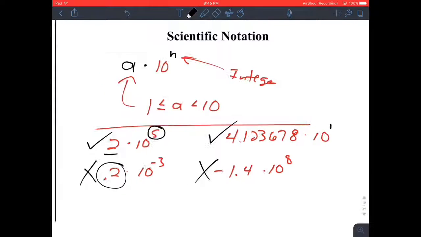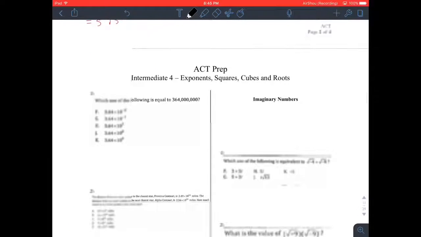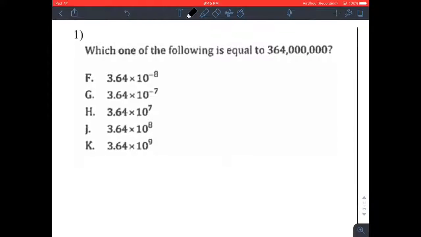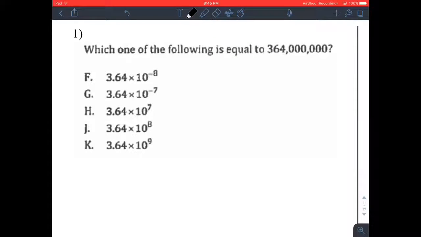All right, let's do an example. Which of the following is equivalent to this ungodly number? Well, you'll notice first of all this is 3.64. These are all 3.64. Nothing to look at there. The only thing that's different with these answers are the exponents. If your original number is bigger than 1, you're going to have a positive exponent. If your original number is less than 1, you're going to have a negative exponent. This original number is bigger than 1, our exponents cannot be negative. These are really tiny numbers.